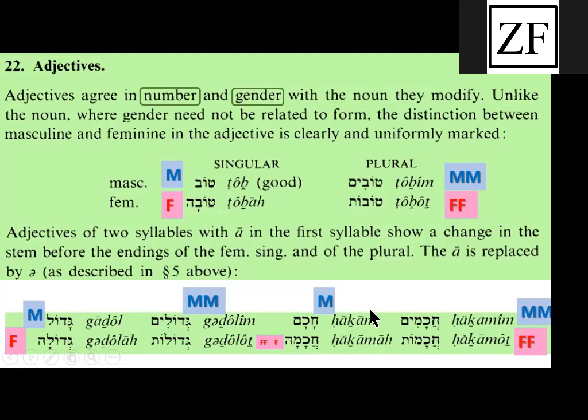Chakam is the word for wise. So this would be a wise man. Ish Chakam. Okay, a single female that's really wise would be Isha Chakama. Many men would be Anashim Chakamim. Chakamim. And the plural would be Nashim Chakamot for females. Nashim Chakamot. Are we good?